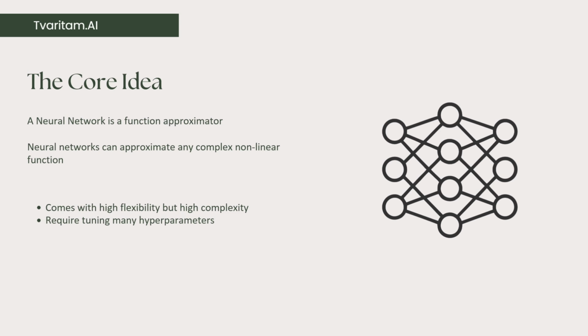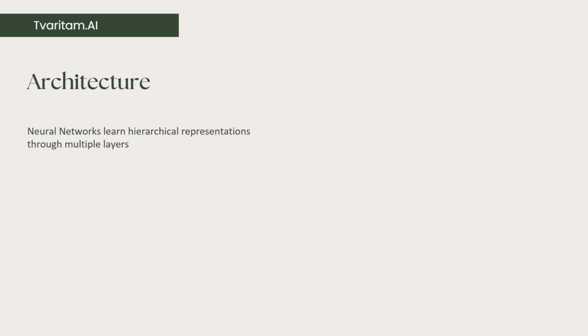Because of this, they come with many hyperparameters, things like number of neurons, number of layers, learning rate, activation functions, which need to be tuned carefully. Now, for a basic architecture of a neural network, it is made up of three main types of layers. First is the input layer. This is where we feed the raw data into the model. Each feature of the dataset corresponds to one neuron in the input layer.